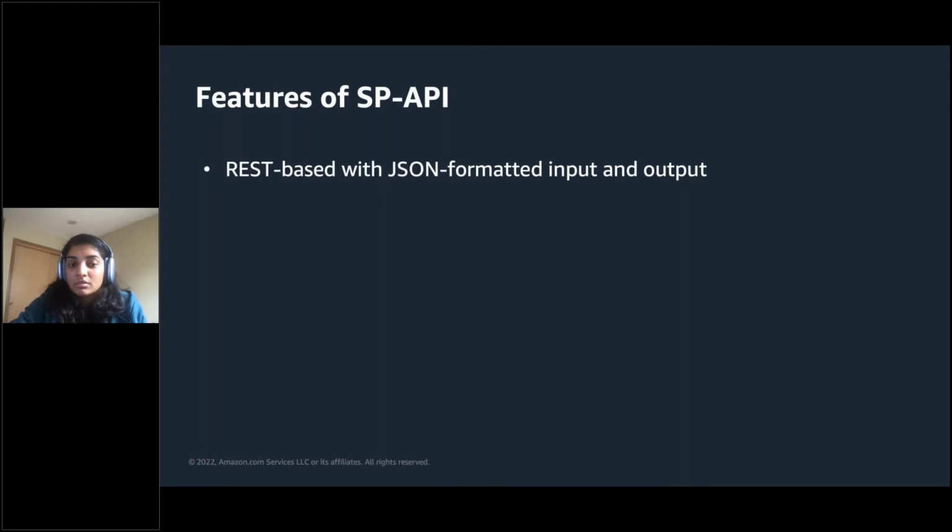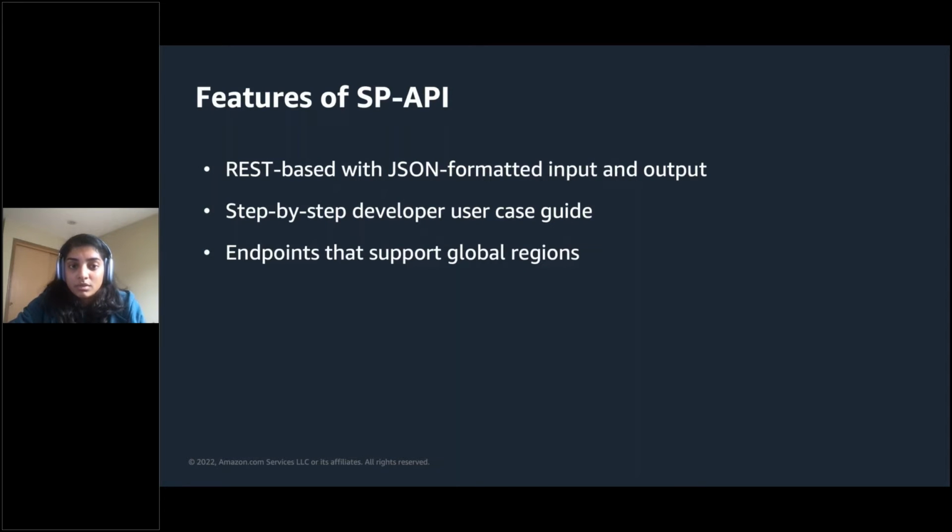SP API is a REST-based framework with JSON formatted input and output, also available to you as Swagger models on our documentation. We offer tutorials for each API operation explaining how to use them in the form of use case guides. We offer endpoints that support global regions, and we also provide the ability to connect with all marketplaces and vendor groups across regions from one developer profile.